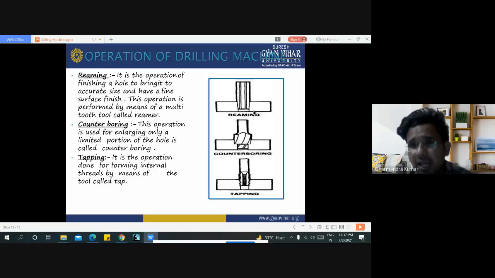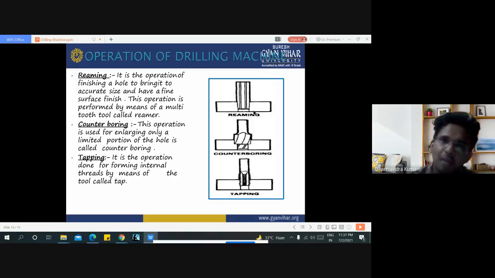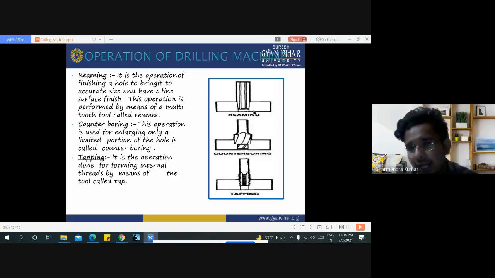In this chapter, we have seen what a drilling machine is, the working principle of a drilling machine, various components associated with the drilling machine, various types of drilling machine according to application, and the various types of operations which we perform with the help of a drilling machine, like reaming, counter boring, tapping, counter sinking, drilling, and boring.